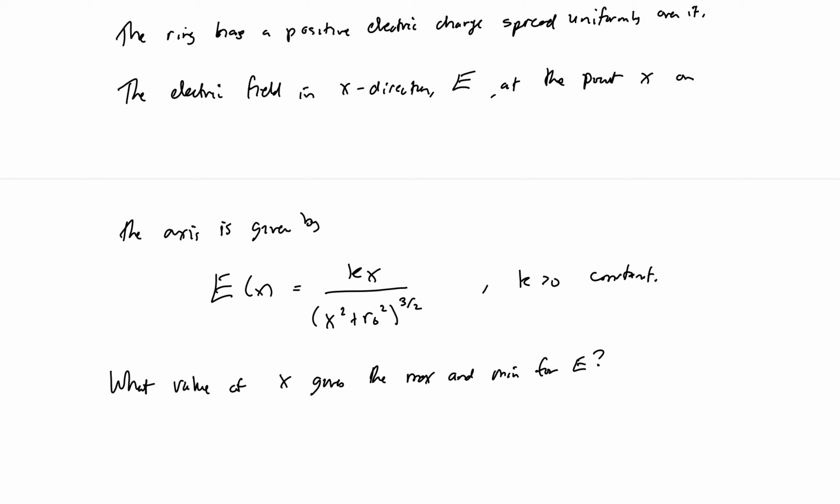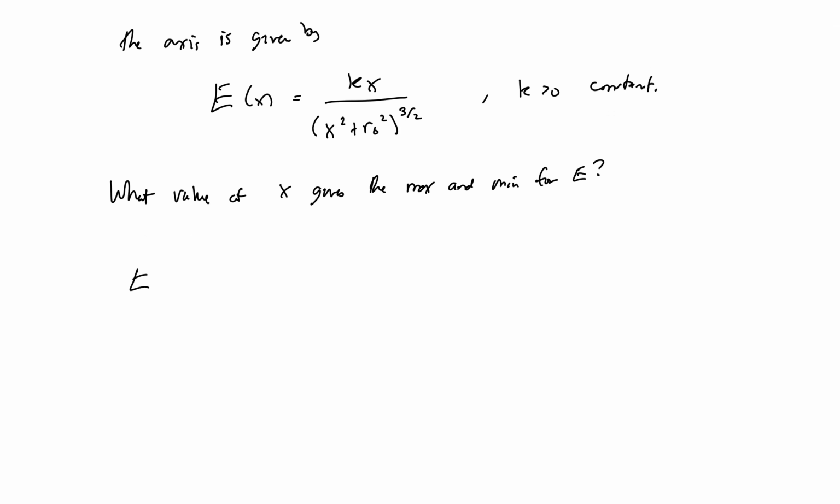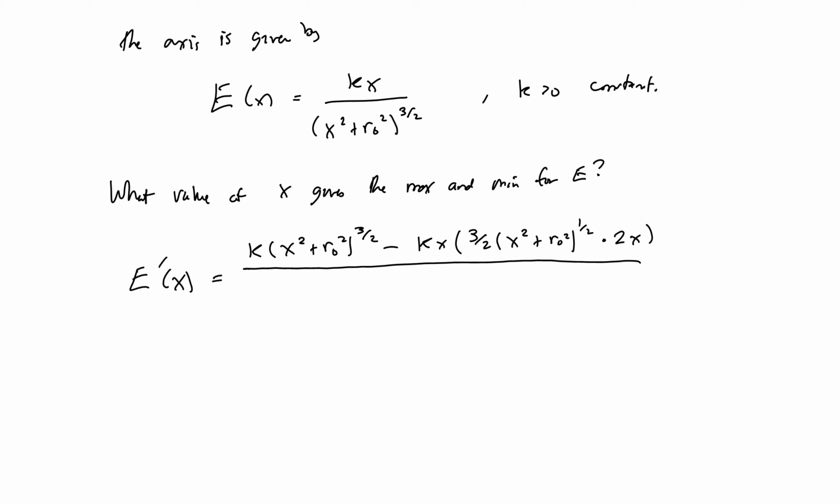Okay, so just like we've been doing, we need to find the critical numbers for this. Notice that x squared plus r0 squared is always going to be positive. That's going to be important for us here when we take the derivative. So let's just use the quotient rule. The derivative of the top is k, and I leave the bottom alone, minus the top times the derivative of the bottom, which gives 3/2 times (x squared plus r0 squared) to the 1/2, multiplied by the derivative of what's inside, which is 2x, all over the bottom squared.